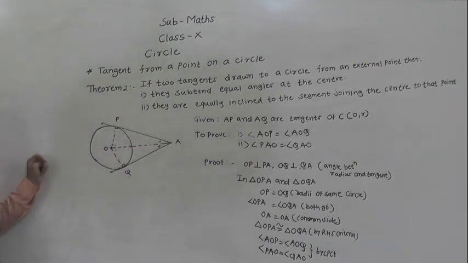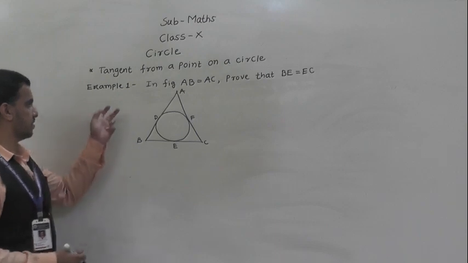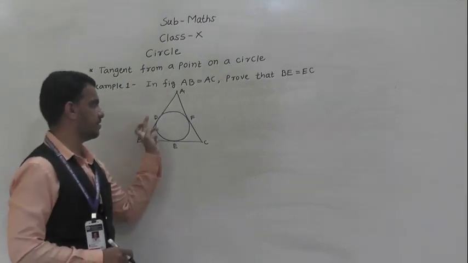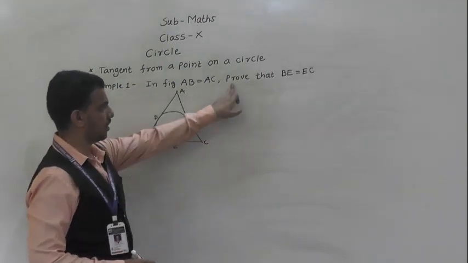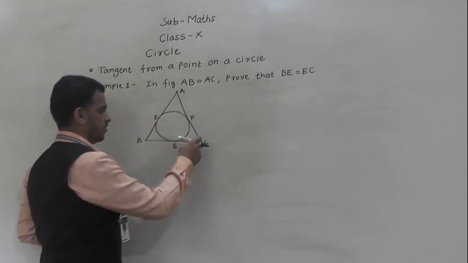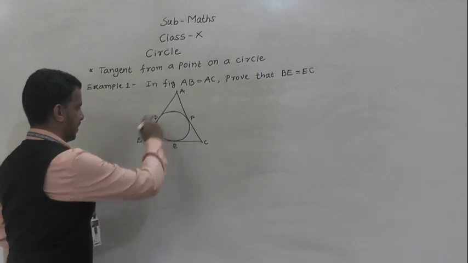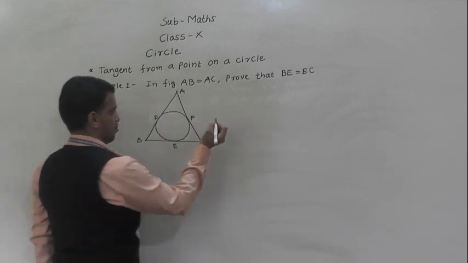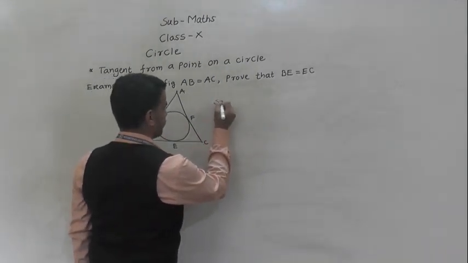Okay, now we will solve examples. Okay, first example: in the figure AB is equal to AC, given. Prove that BE is equal to EC. BE is equal to EC, we have to prove. And AB and AC are equal, given. So we directly start the solution.